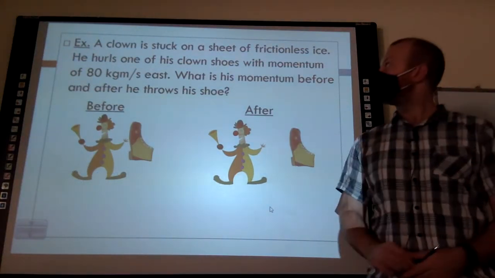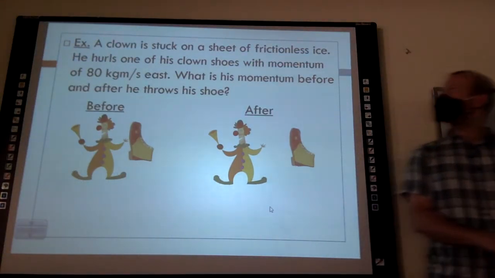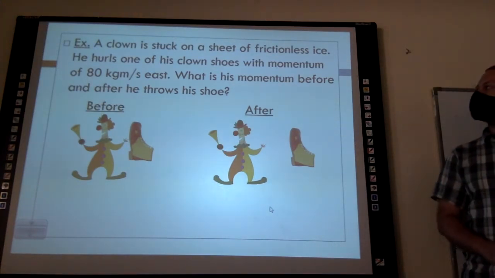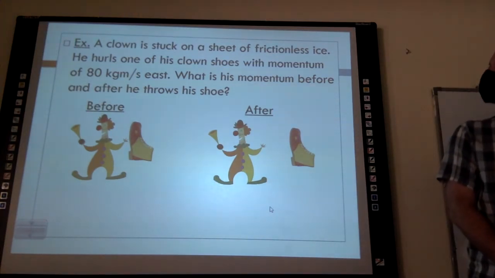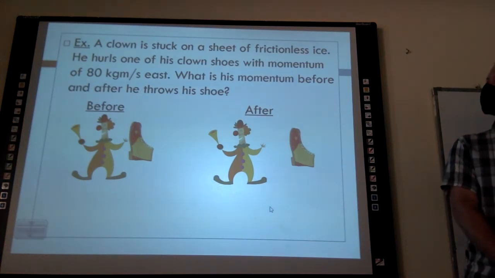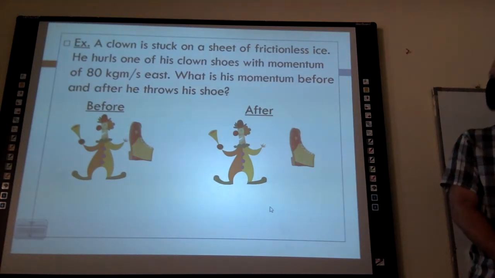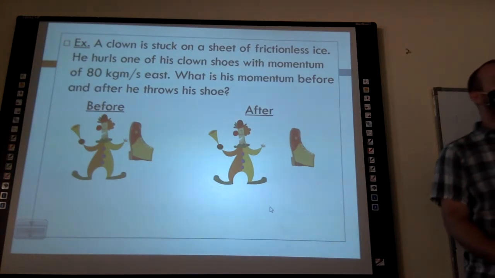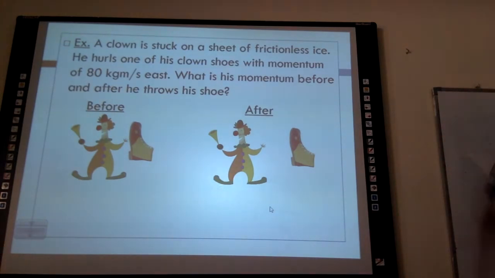So let's try this. We've got a clown stuck on frictionless ice. In order to move, he's going to throw his clown shoe. We want to know the clown's momentum before and after he throws the shoe. Hopefully you can picture this. You've got the clown stuck in the middle of the ice. In order to move, he throws his shoe.